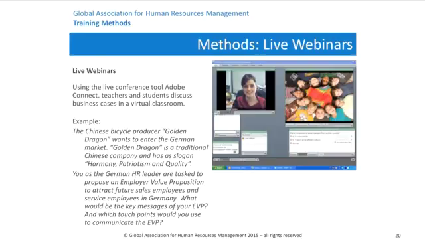Also, they can get a microphone and ask questions. So, for example, what we do is that we give a case. We say, for example, a Chinese bicycle producer wants to enter the German market. And you as an HR leader should come up with an employer value proposition to attract enough qualified employees in Germany for this company. So what would be your key messages to this target group?